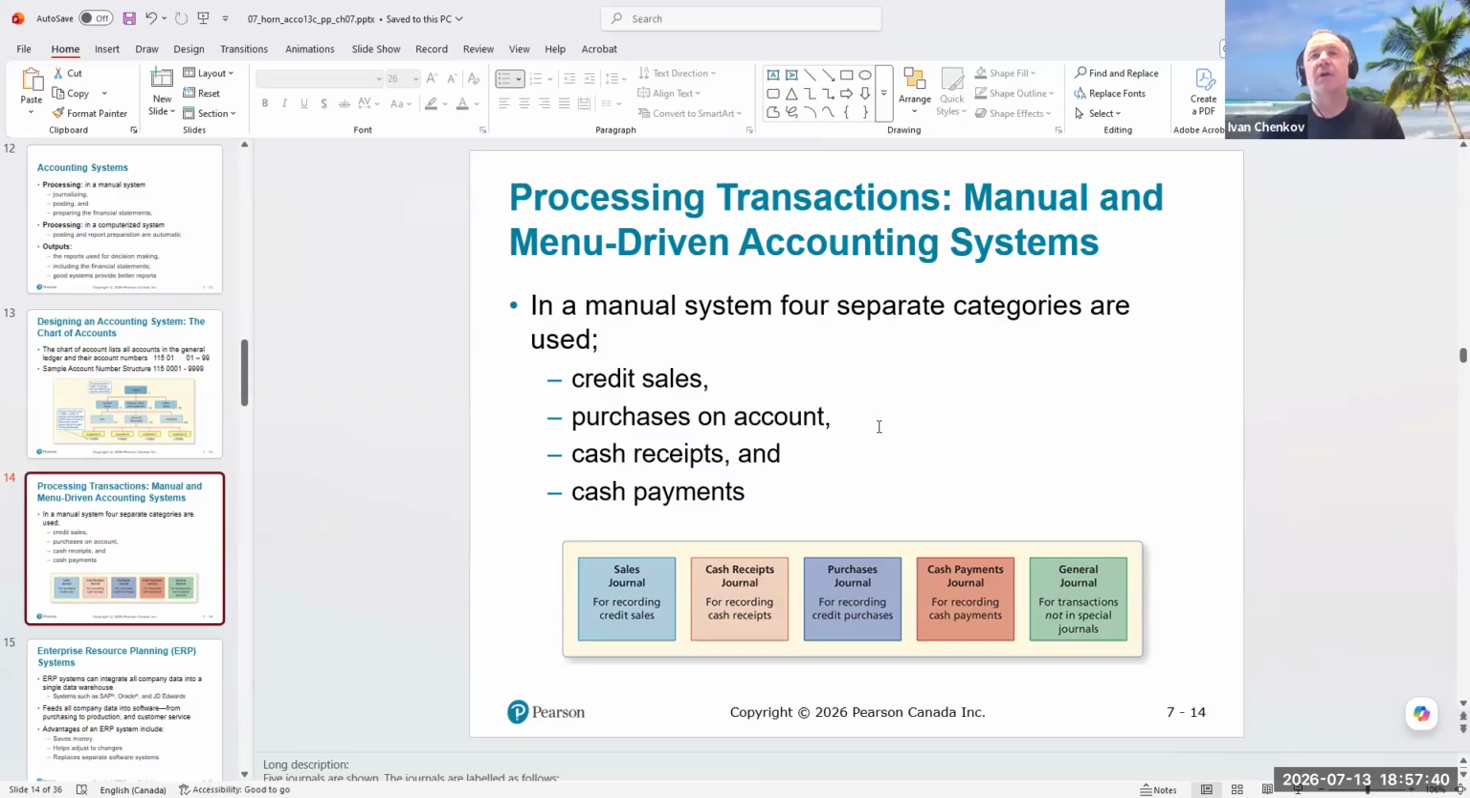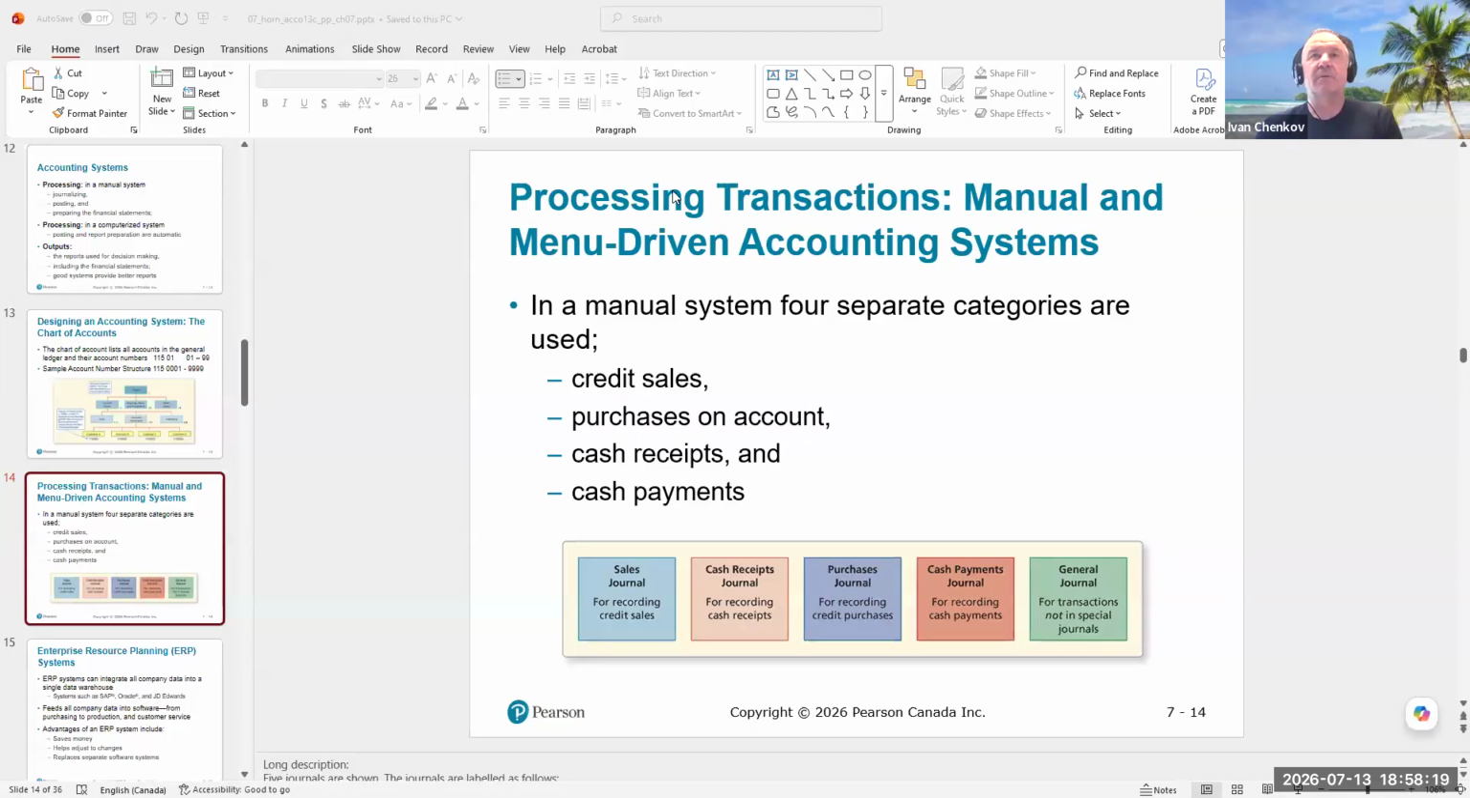In this case, if you have credit sales, the credit sales are going to be recorded in the sales journal. If we have a purchase on account, that's going to be recorded in the purchase journal. If we're receiving cash from sales that we already made, that will be the cash receipt journal. If we're paying cash for a purchase that we already made, that will go to the cash payment journal. If it's something not related to any of those four, it goes directly to the general journal. So how is the system going to look?